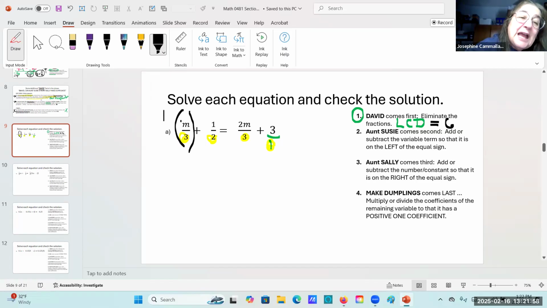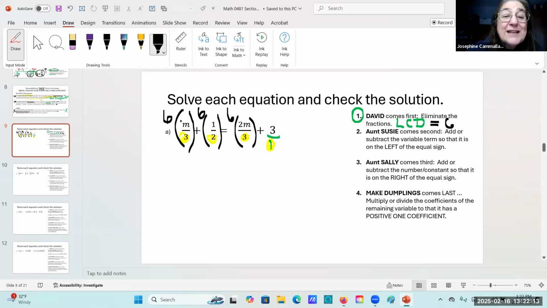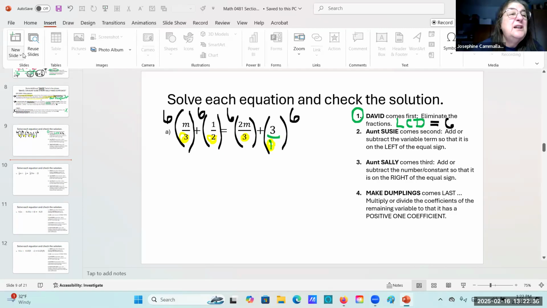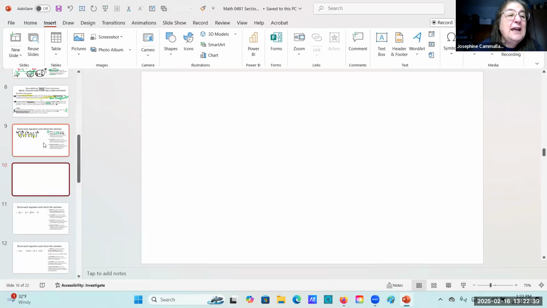This is a term. I'm going to multiply it by 6. This is a term. I'm going to multiply it by 6. This is a term. I'm going to multiply by 6. But you gotta remember, everything is multiplied by the LCD. Even that 3 that was all by itself. Okay. Now, here's how it's going to work. Okay, and I'm going to see if I can insert a blank slide. Yeah, I did.